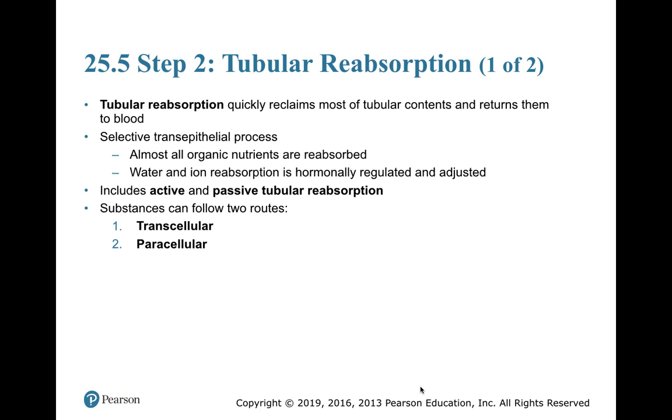So tubular reabsorption reclaims most of the tubular contents and returns them to the blood. There are some selective transepithelial processes, which means you go from one side of an epithelial cell to the other. Almost all the organic nutrients are reabsorbed this way. Water and ion reabsorption is hormonally regulated and adjusted. They will include active and passive tubular reabsorption. Substances can then go by two routes, either transcellular across the cell or paracellular around the individual cells.